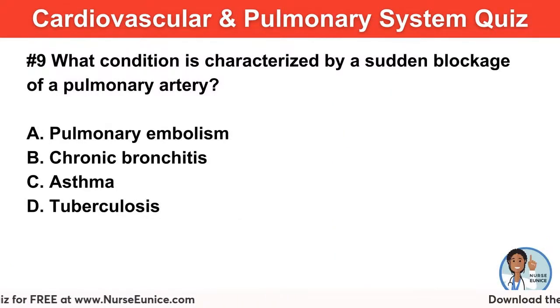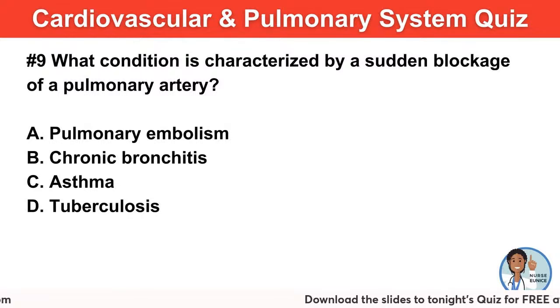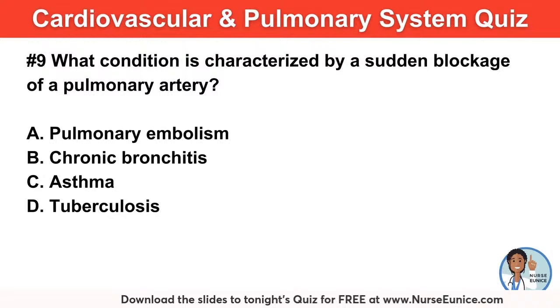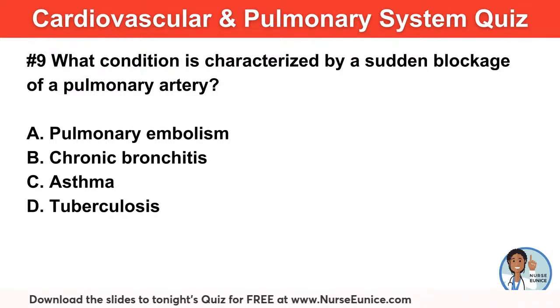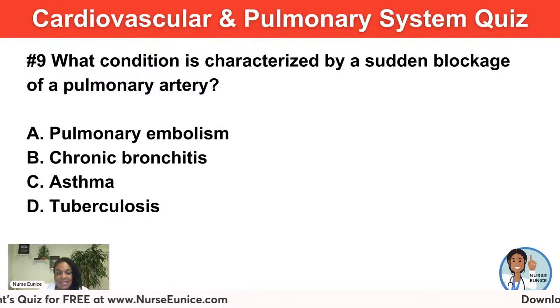Number 9, what condition is characterized by a sudden blockage of a pulmonary artery? Is it pulmonary embolism, chronic bronchitis, asthma, or tuberculosis? A sudden blockage.